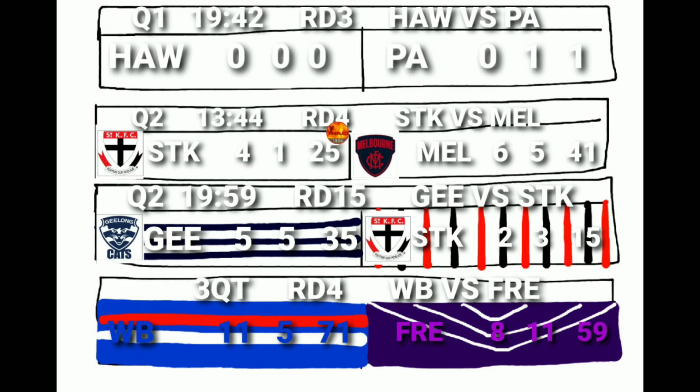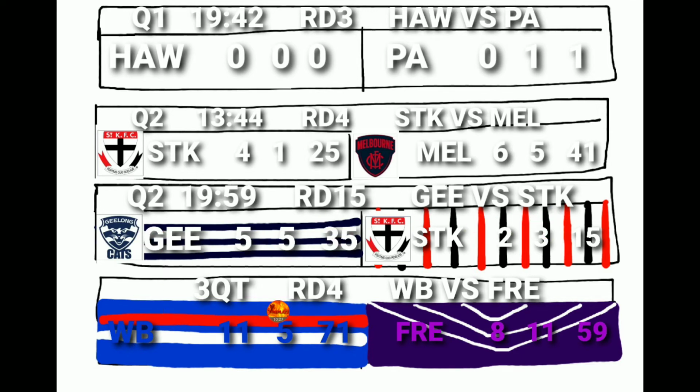The middle one here, the half middle one, St Kilda Melbourne, you can see quarter 2, 13:44 on the clock, round 4, St Kilda Melbourne. You can see it's got team logos back again. And again, it's on a white background. For this third one, you can see quarter 2 just started. Round 15, Geelong and St Kilda, team logos. Again, you can see it's got the coloured background there, which looks quite nice.